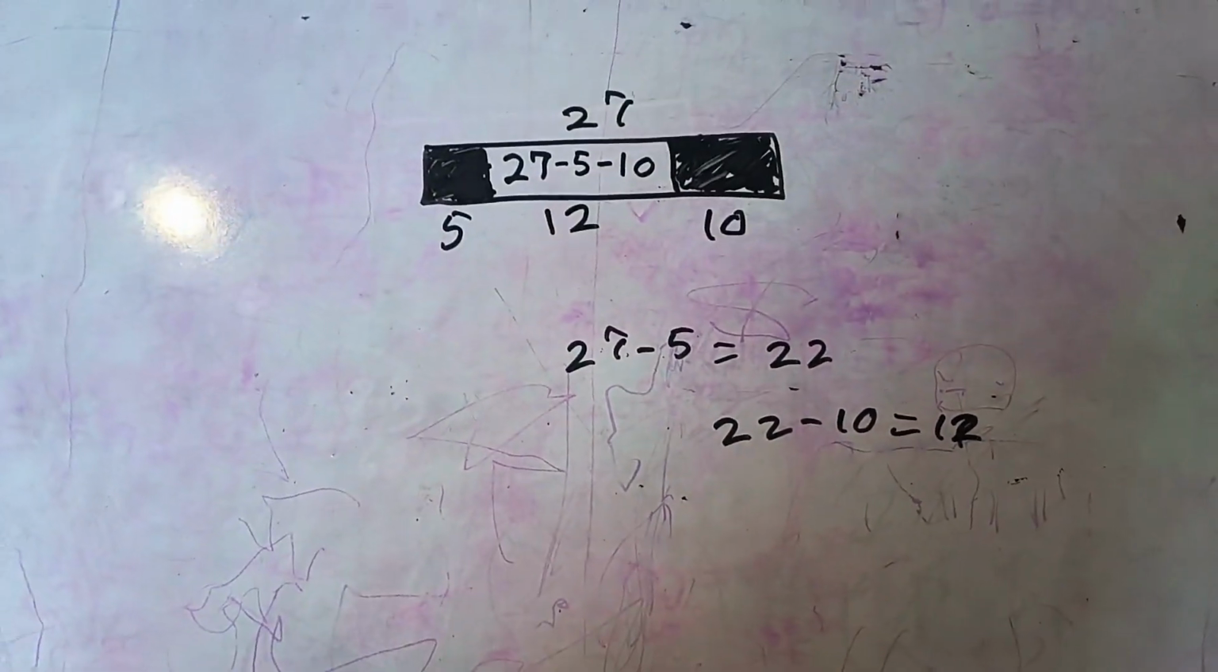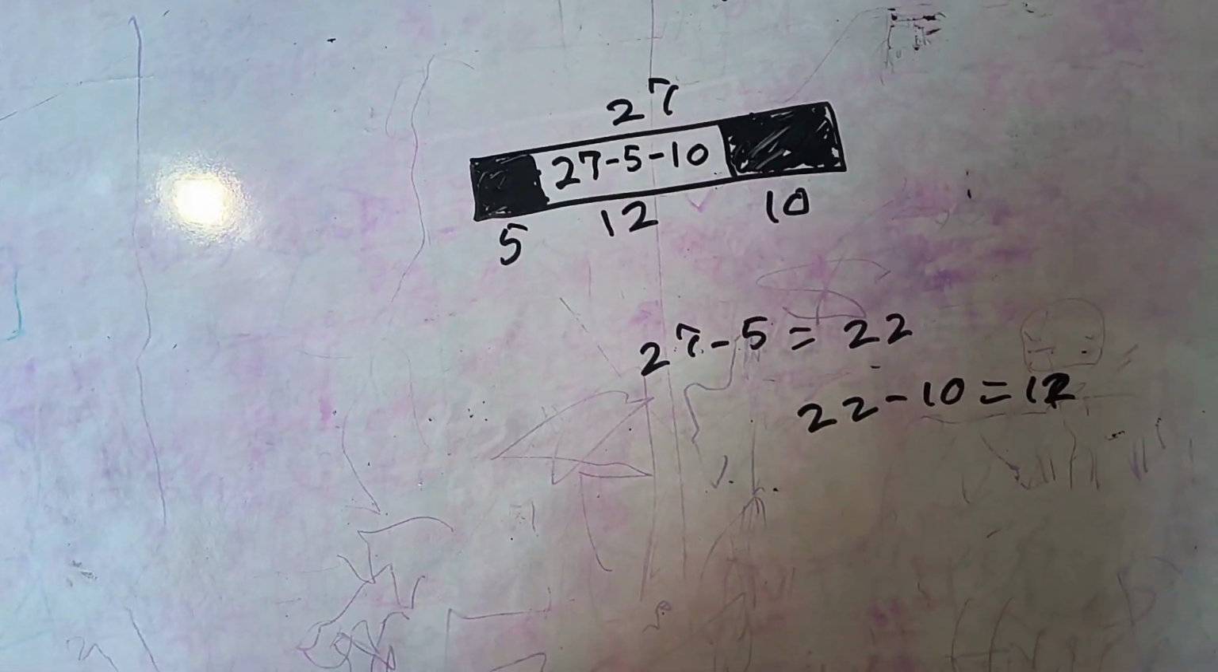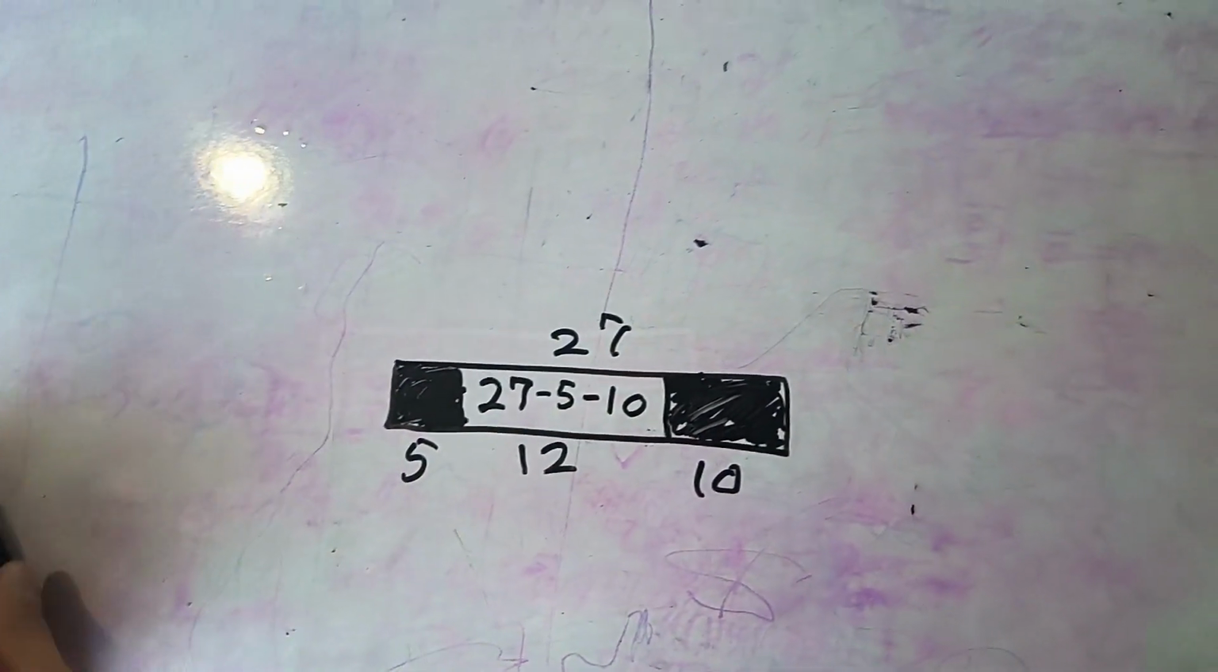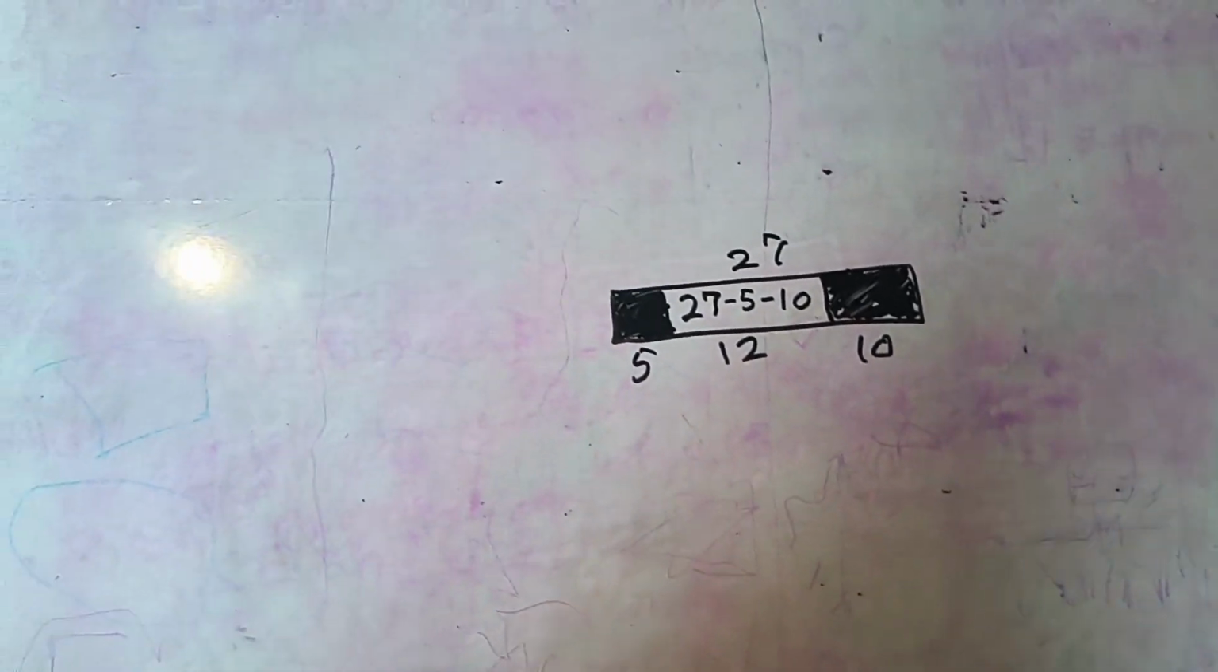And that's how you do it with two-step word problems with strip diagrams. Use the bar like that. Okay, now let's do an addition one.